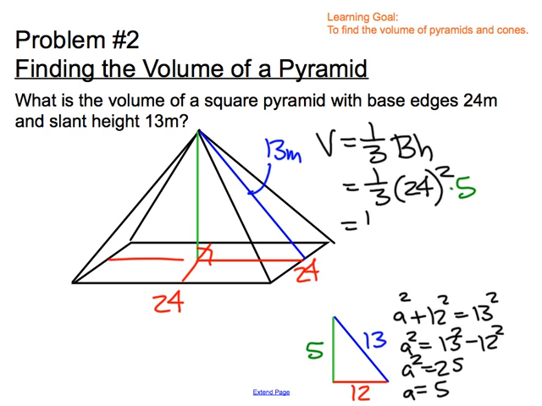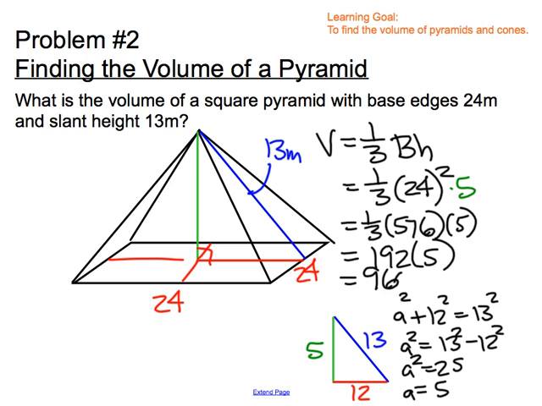24 times 24 is 576. And we're going to multiply this by 5. 576 is divisible by 3. It's 192 times 5. And 192 times 5 is 960. And this is going to be in cubic meters. The final answer is 960 cubic meters.